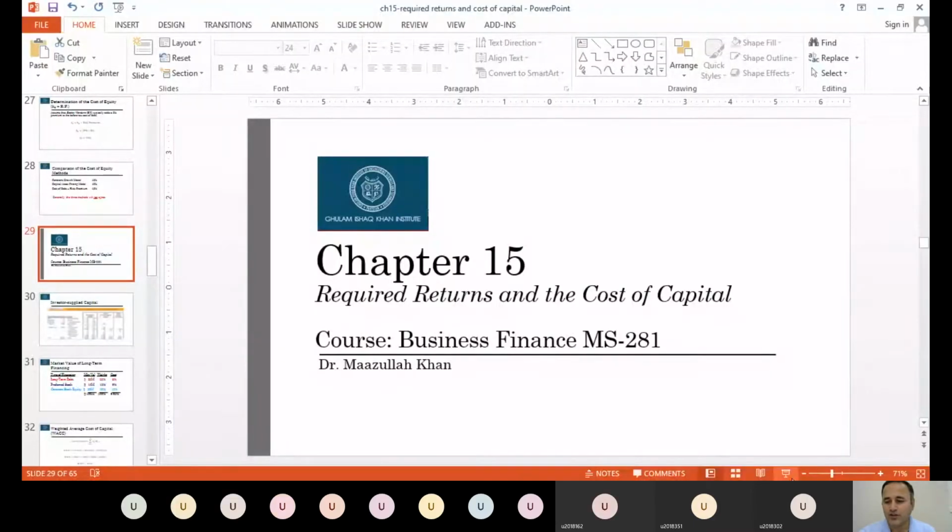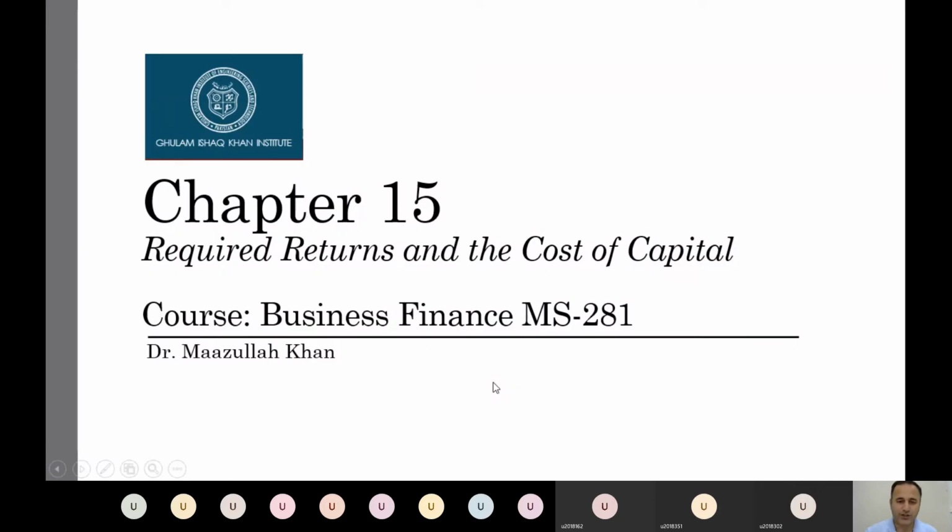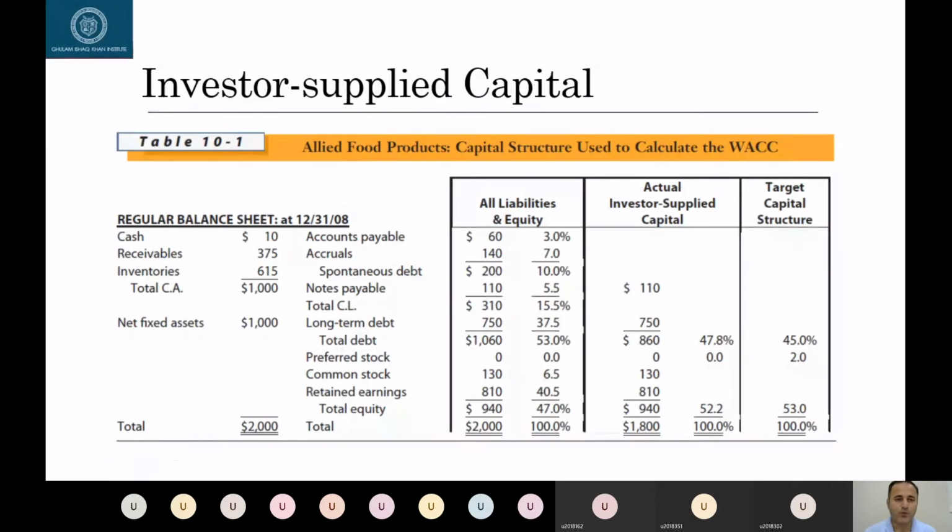Okay. So in today's lecture, we will use all the information that we calculated in my previous lectures, and then we will calculate the weighted average cost of capital. I go back to this slide all the time.